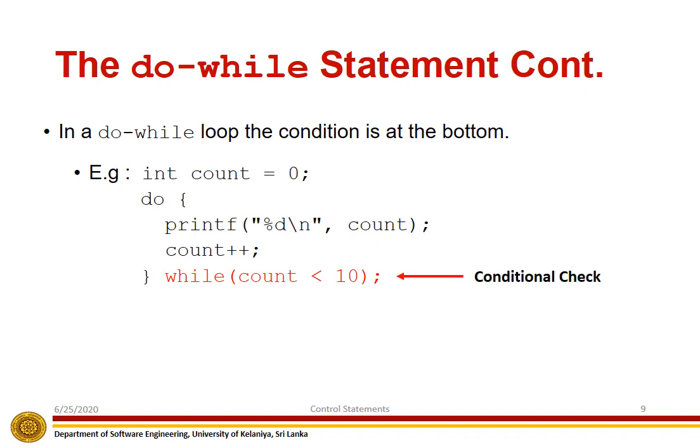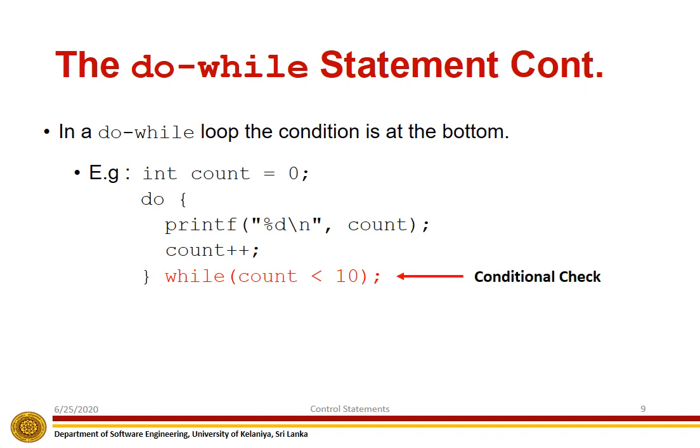So the statements are evaluated once and then the condition is checked. If the condition is not satisfied, it is still evaluated once and then terminates. But in the while loop, first the condition is checked. If the condition is false, statements will not be evaluated. But in here, whether the condition is true or false, the statements will be evaluated once anyway. So the output of this and the example in the while loop is different.